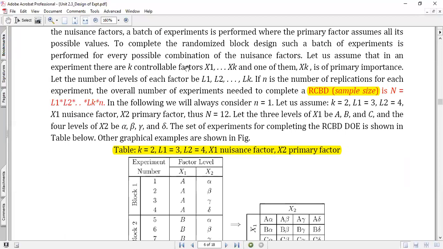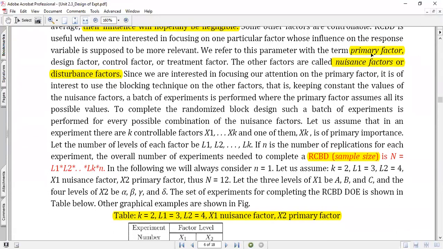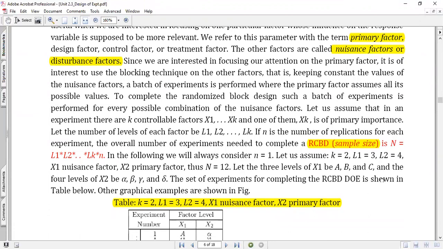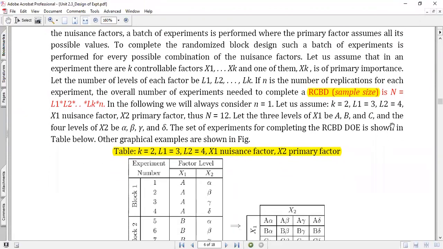In this particular case, for the primary factor you have 3 levels, T1, T2, T3. The nuisance factor is gender, so there are 2 levels, male and female. So it is 3 multiplied by 2, and you will have 6 experimental units, the minimum number of experimental units. In the previous case we did 8, and the minimum was 6 there. So each treatment needs a minimum of 2.